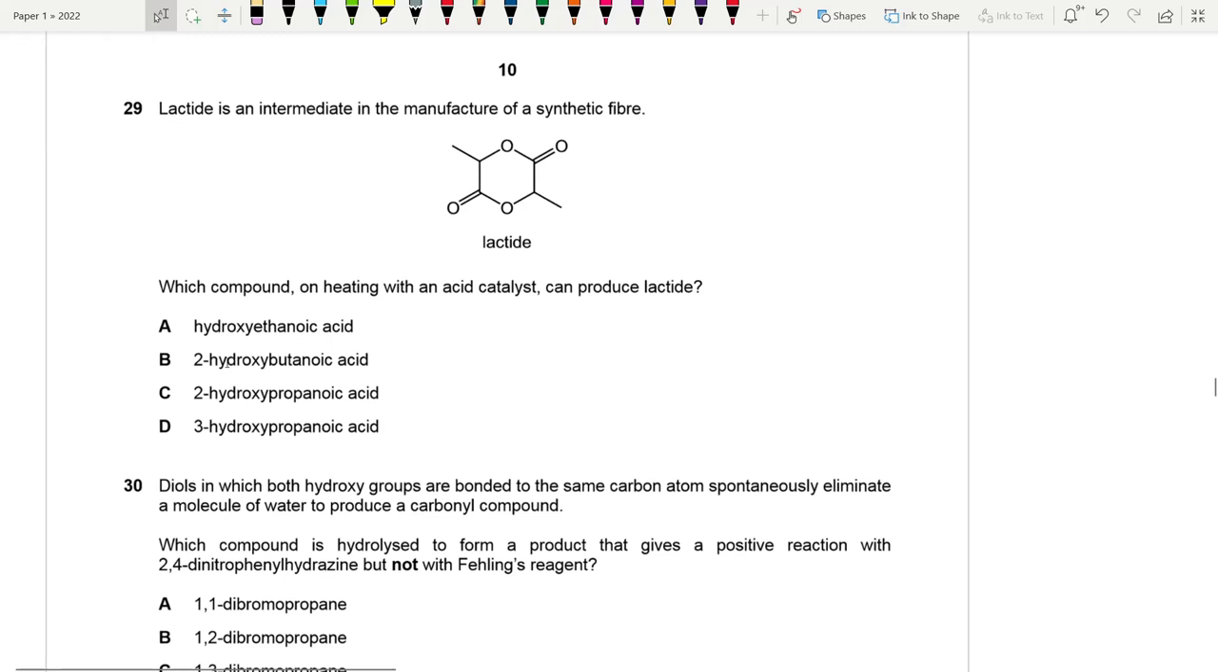Lactide is an intermediate in the manufacture of a synthetic fiber. Which compound on heating with acid catalyst can produce lactide? So you know that we use concentrated H2SO4 catalyst for esterification.